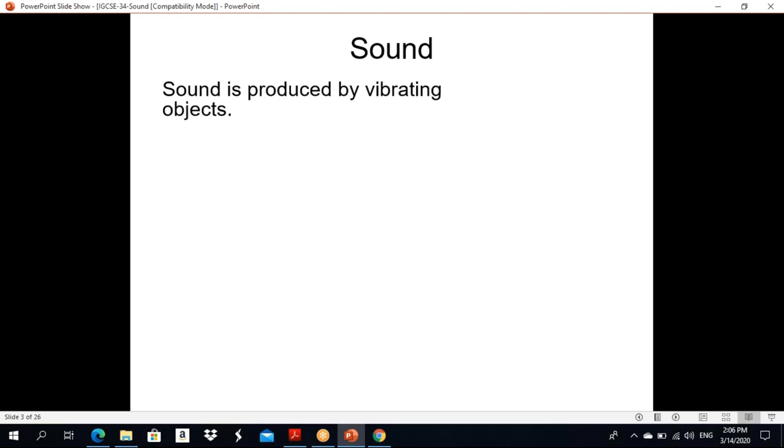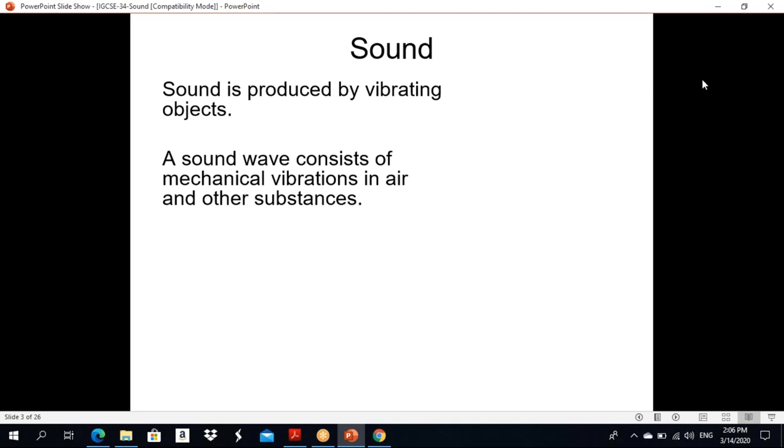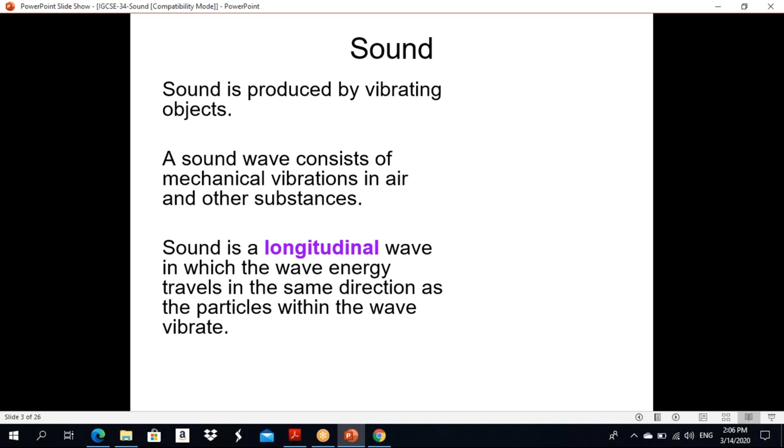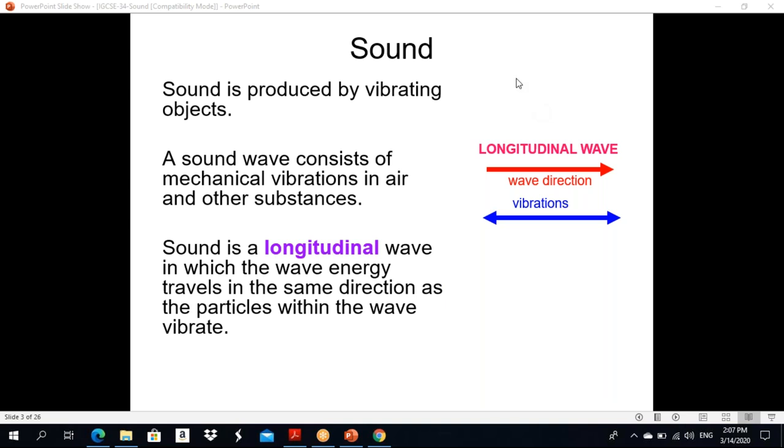Sound is produced by vibrating objects. A sound consists of mechanical vibrations in air and other substances. Next, sound is a longitudinal wave in which the wave energy travels in the same direction as the particles within the wave vibrate. Do you remember we talked about longitudinal waves and transverse waves? For a longitudinal wave, look at this arrow, the wave direction and vibrations are along the same axis, the x-axis. They are in the same direction, okay?